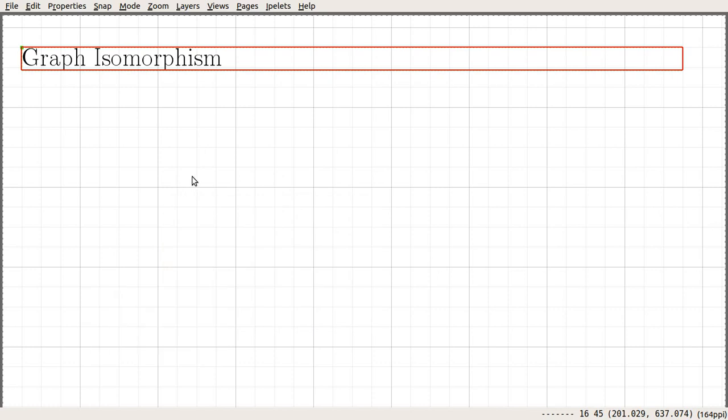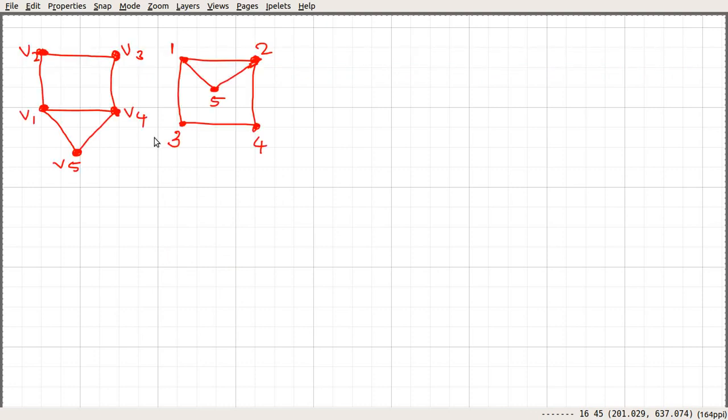Okay, in this video we are going to talk about graph isomorphism. So consider these two graphs. Here we can see that if you look into these two graphs for the first time, they look somewhat different. But if we look at these two graphs very closely, we can see that they have the same structure.